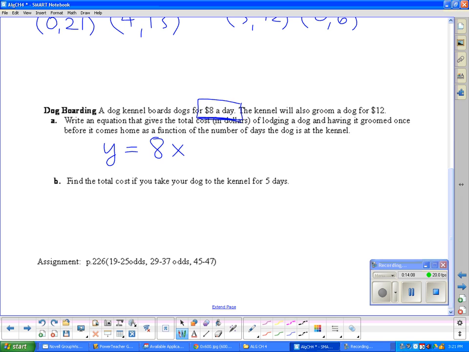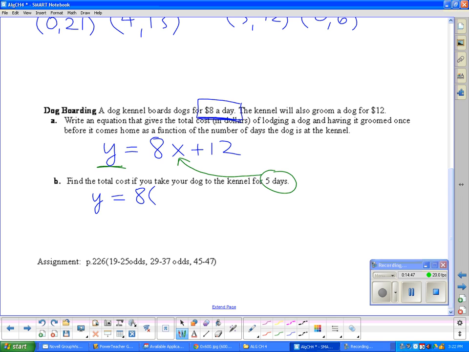Okay, so for part B, it says find the total cost if you take your dog to the kennel for 5 days. Since we have this equation now, all we're going to do is put this 5 days right where that x is, and then we can solve for what this y is. So I'm going to write y equals 8 times, we're there for 5 days, so I'm going to put 5 in there, plus 12, because we're assuming the dog's only groomed once during those 5 days. And then I get 8 times 5 is 40, plus 12. And so my y is going to be 52.